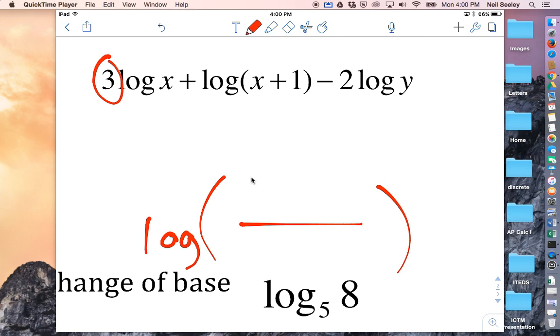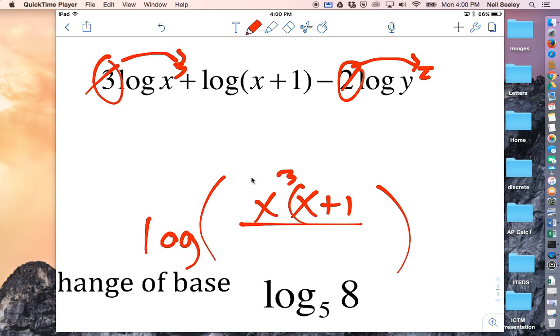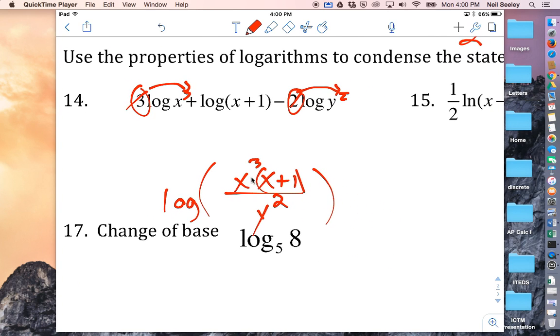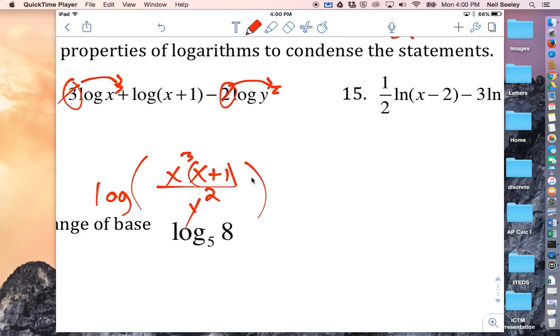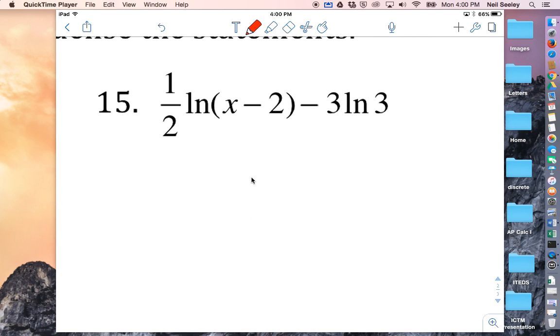You want to move any powers that are out front of those logs back up top first. So this is x to the 3rd. This is y squared when you get that back up top, and you can move them out of there. Then when you put it back together, it's x cubed on top, x plus 1 on top as well, and in the denominator we have a y squared from moving those powers up there. Done. No other simplifying is necessary. I'm interested in the log rules, not algebraic simplification stuff at this point. So let's keep it simple.